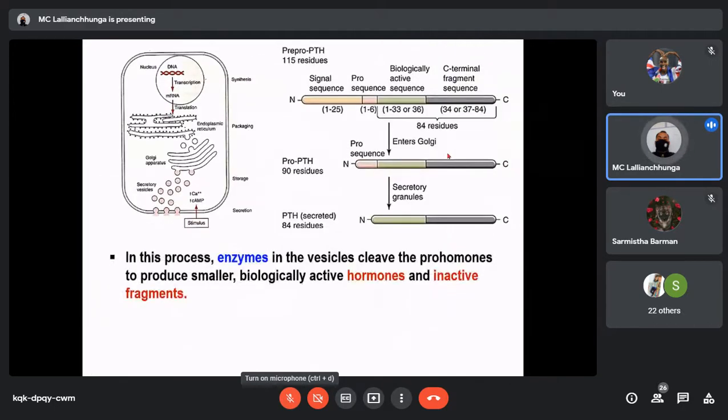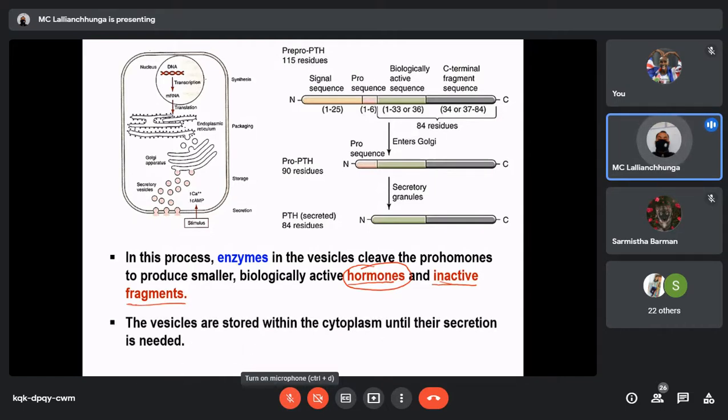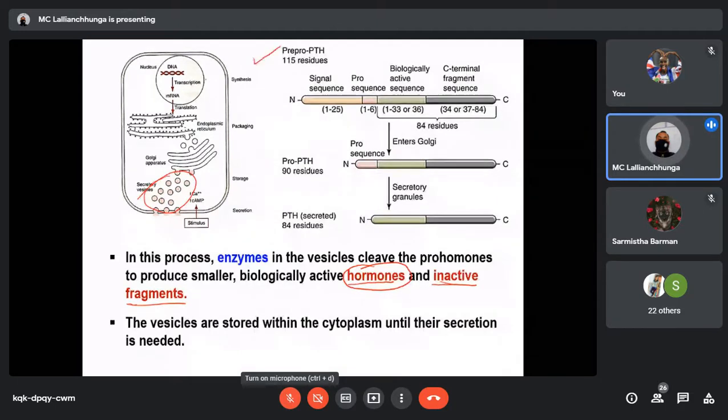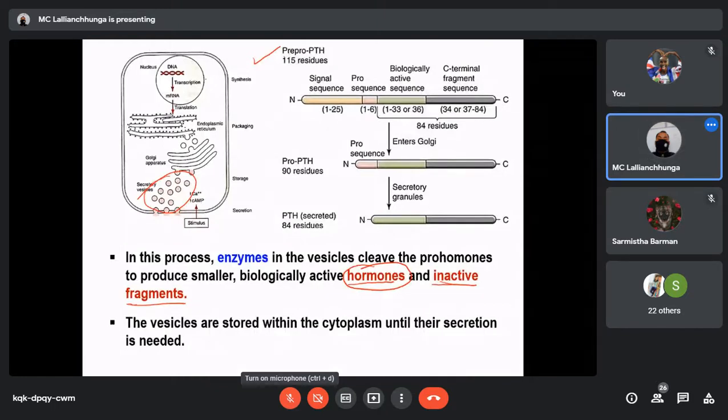Then inside the Golgi apparatus, enzymes in the vesicles cleave the prohormones to produce smaller biologically active hormones and inactive fragments. That prohormone will be broken again into active hormones and inactive fragments, and these will be stored in the secretory vesicles until their secretion is needed. In the second diagram, we have the example of parathyroid hormone, PTH.